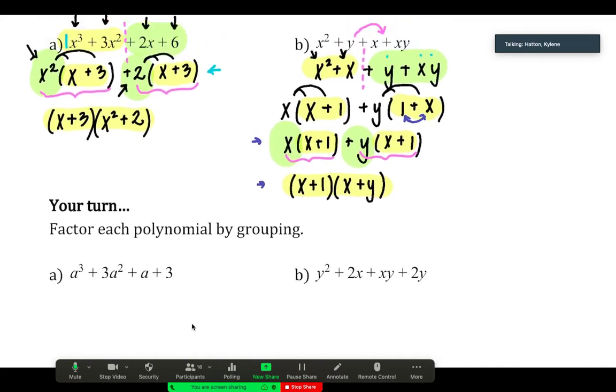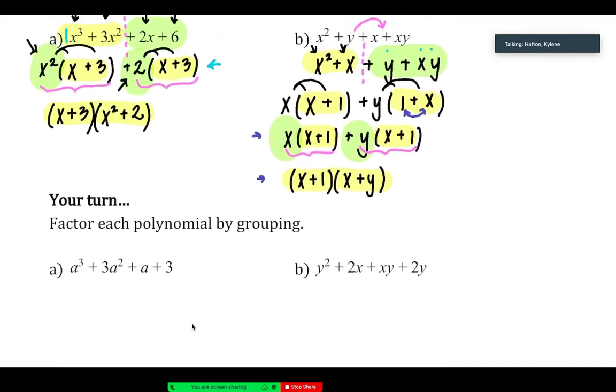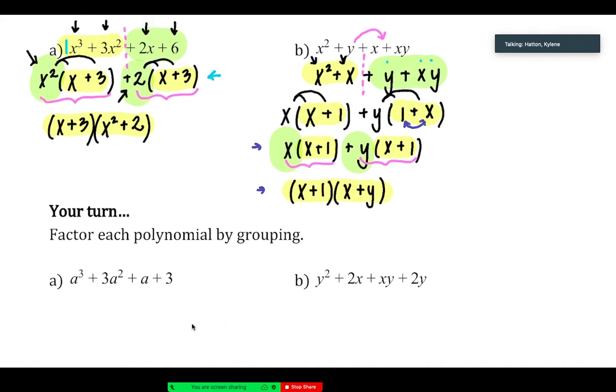Okay, so for A, factor each polynomial by grouping. In A, it's a cubed plus 3a squared plus a plus 3. So remember, the first step is to break it into pairs. If we look at this one, it seems like it's in pretty good order. Not a rule of thumb, but one thing you can stick to is, if you just have one variable, so we just have a throughout this, then standard form is probably one of your best bets as far as the order, and this is in standard form because it goes from highest exponent down to lowest.